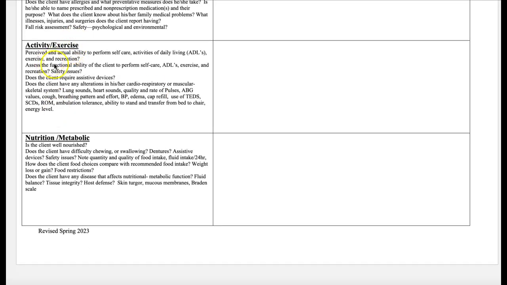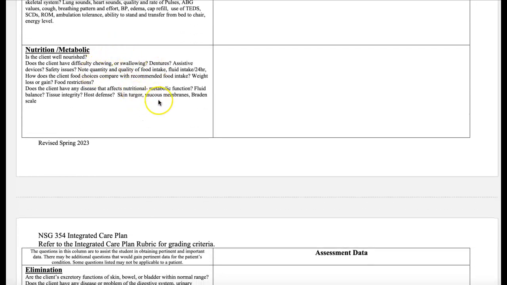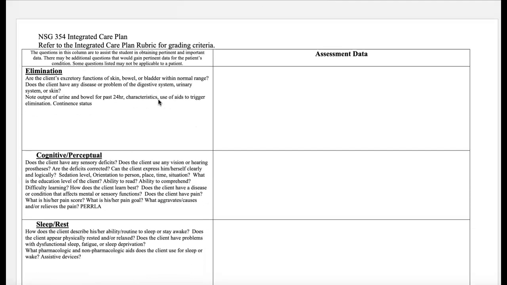Looking on here, most of this activities of daily living, you're going to have to specifically ask, do they have any troubles with that? Nutrition, metabolic, again, you're going to have to ask, have they had any weight loss or gain? And one of those important questions with that is, was that intentional or unintentional? That makes a big difference, and we'll learn more about that as we go through more of Med-Surg.